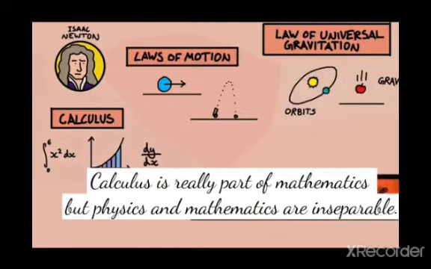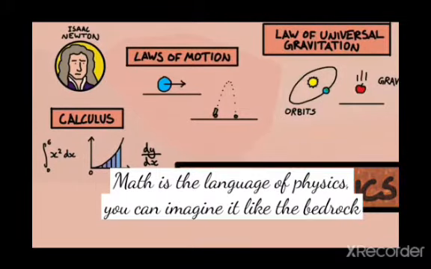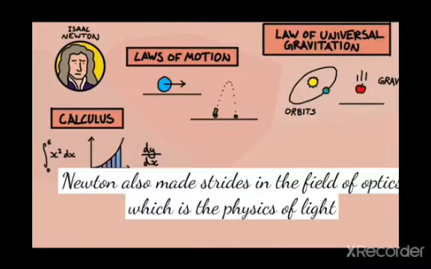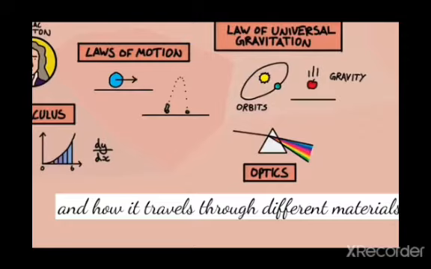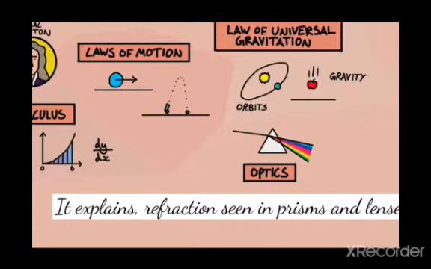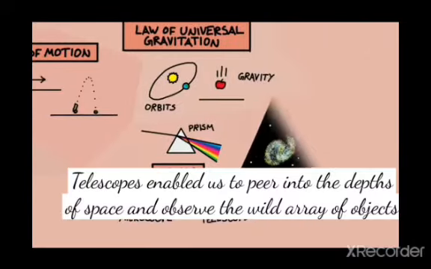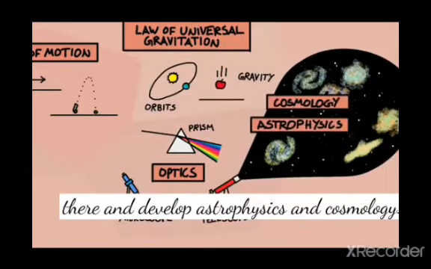Calculus is really a part of mathematics, but physics and mathematics are inseparable. Maths is the language of physics, and you can imagine it like the bedrock that the world of physics is built from. Newton also made strides in the field of optics, which is the physics of light and how it travels through different materials. It explains refraction seen in prisms and lenses, which are used to focus light in telescopes, microscopes, and cameras. Telescopes enabled us to peer into the depths of space and observe the wild array of objects there, and develop astrophysics and cosmology.